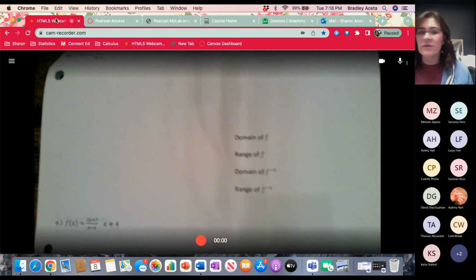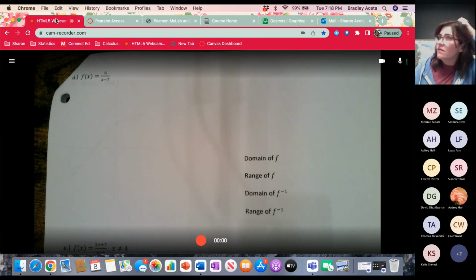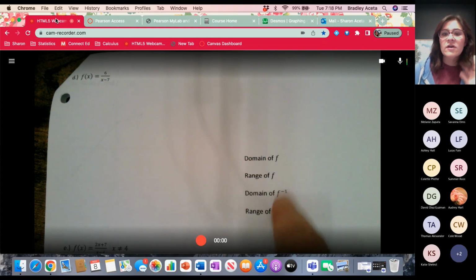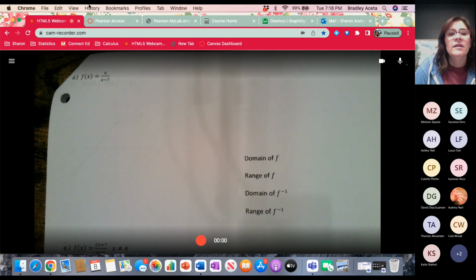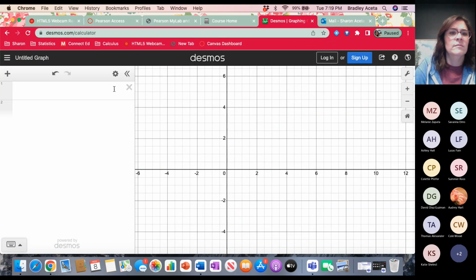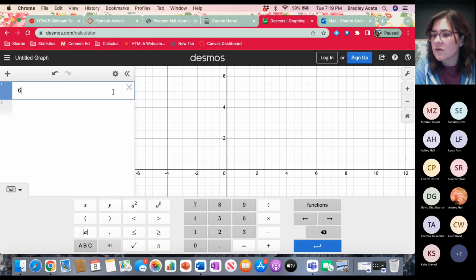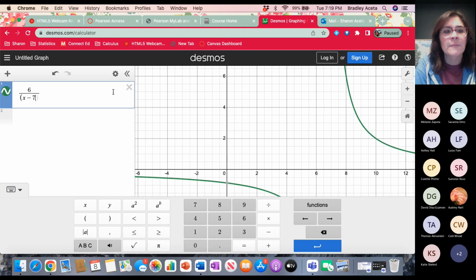All right, now this one, these rational ones, which we did a whole lovely chapter on. The function 6 over x minus 7. Okay, so we're going to find the inverse of it. And then I do want to talk about domain and range and all that first. Okay, so let me graph this first into Desmos. So 6 over x minus 7.